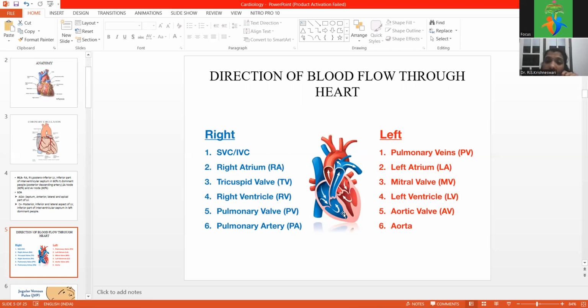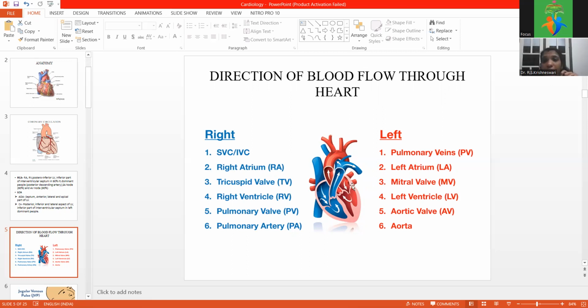This ventricle and pulmonary artery are separated by a valve known as the pulmonary valve, which is a tricuspid valve. Understand? So it is by means of this valve that it opens and the blood from the right ventricle is carried to the pulmonary artery to the lung. You understood? So this is regarding the direction of blood flow in the right side of the heart. Then coming to the left side.